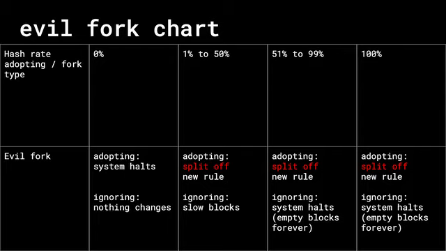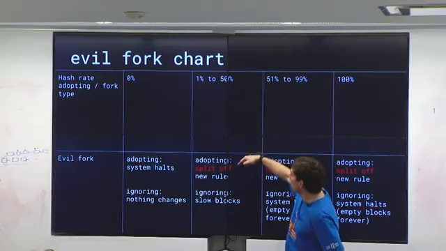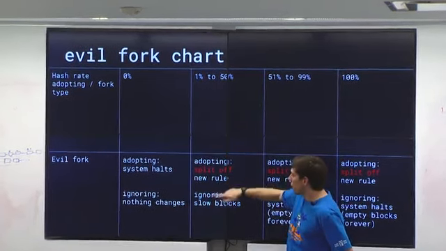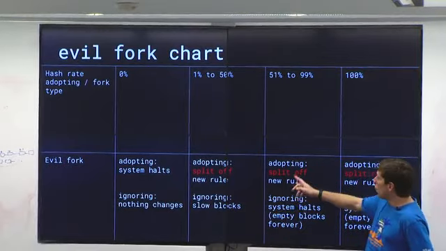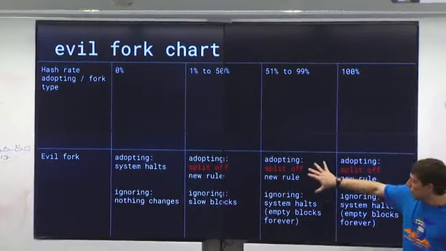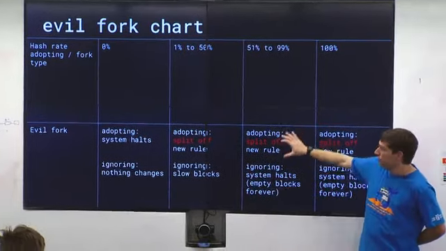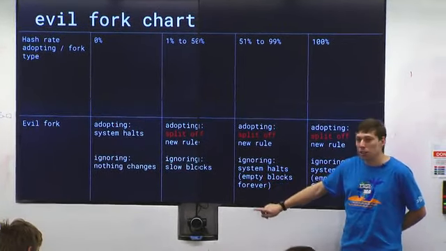The adopting, if you have no hash power, well, the system halts, and nothing changes here. If you have 1 to 50%, the adopting split off with the new rule. So in this case, it's sort of like a hard fork. However, the main difference from a hard fork, if you have majority hash power, the system essentially halts.